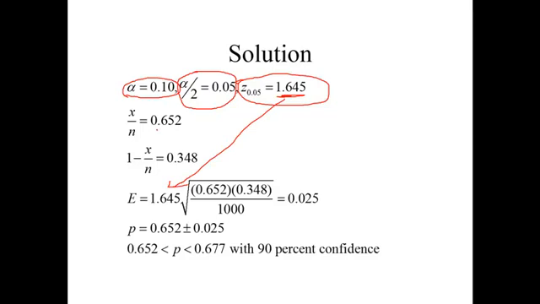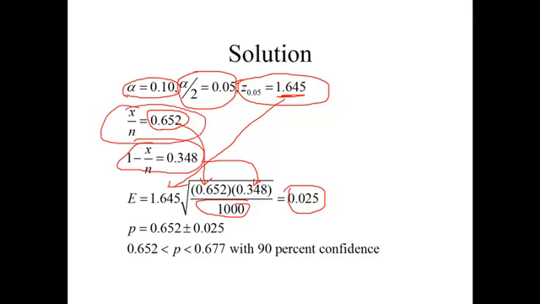Okay, 652 divided by 1000 is 0.652. 1 minus 0.652 is 0.348. You put this into your formula, along with the 1000 for the sample size down here. You run this through and round it to 3 decimal places, because we've been doing the sample proportions to 3 decimal places. Our estimate for p is 0.652, the x over n, and our margin of error is 0.025.